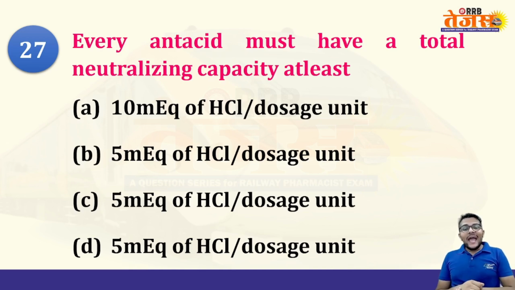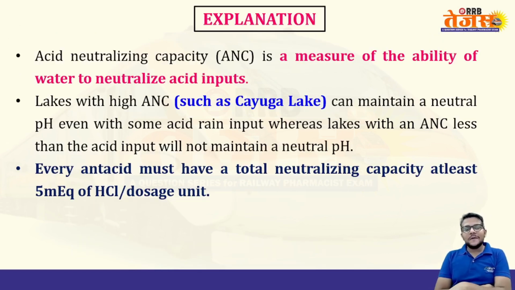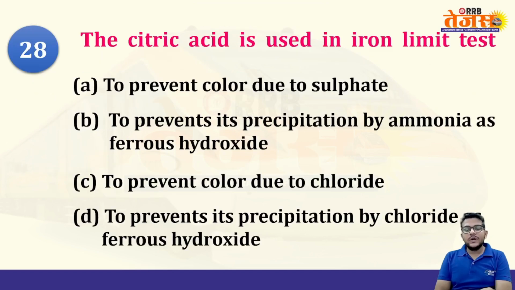Next question. Every antacid must have a total neutralizing capacity of at least, so at least means minimum, 5 milliequivalents of HCl per dose unit. You are able to see all three options are the same in this question. This is a mistake that has been done by me, so sorry for that. Acid neutralizing capacity measures the ability of water to neutralize acid input, and every antacid must have an acid neutralizing capacity of at least 5 milliequivalents of HCl per dose unit.